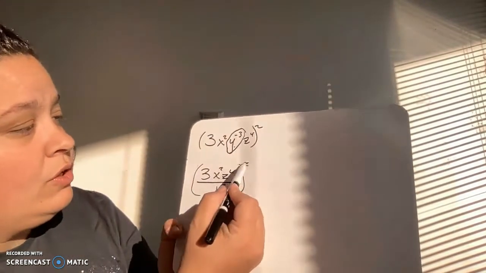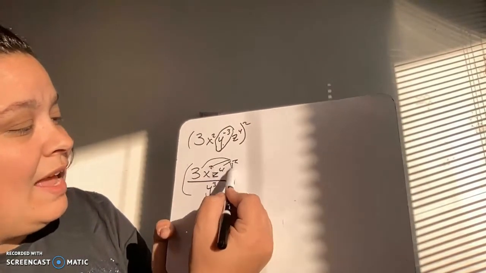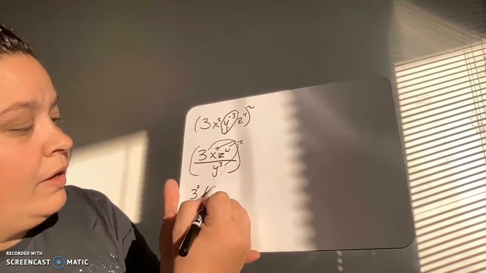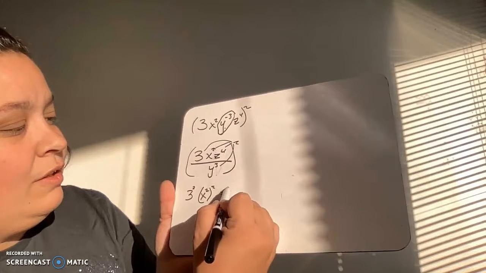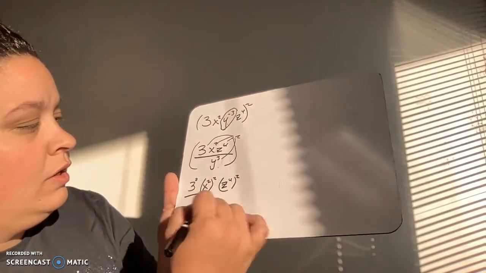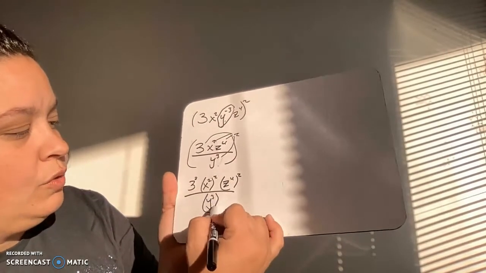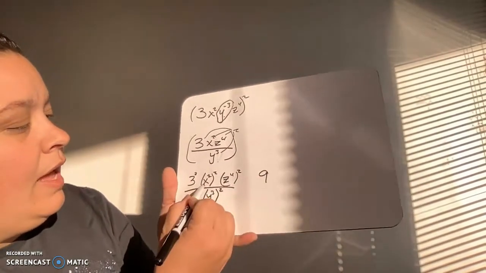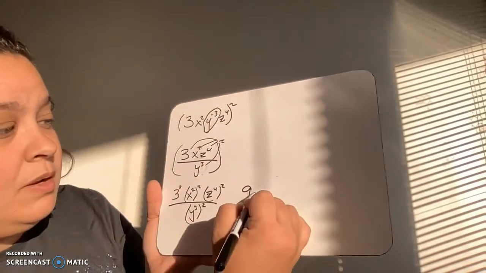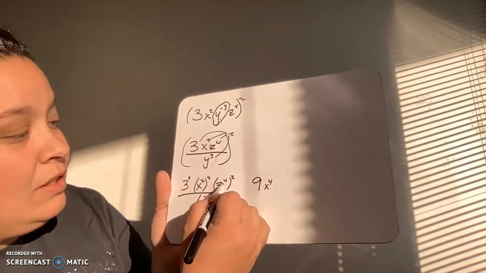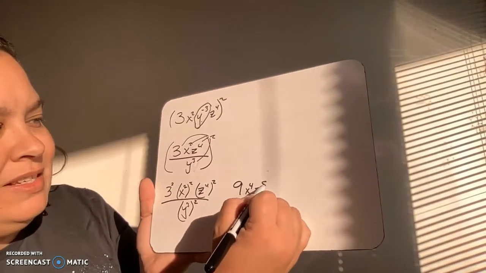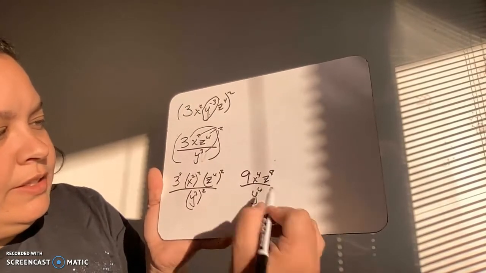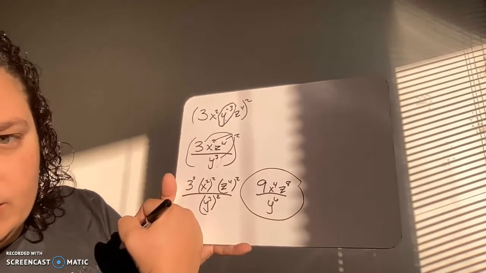We can do one of two things. Our rule tells us we're going to distribute that to everything inside. So we're going to have 3 squared, x squared, squared, z to the 4th, squared, y to the 3rd, squared. So I can do that. 3 squared is 9. X squared 2 times is going to be x to the 4th. Z to the 4th 2 times is going to be z to the 8th. And y to the 3rd 2 times is y to the 6th. And this would be my final answer.